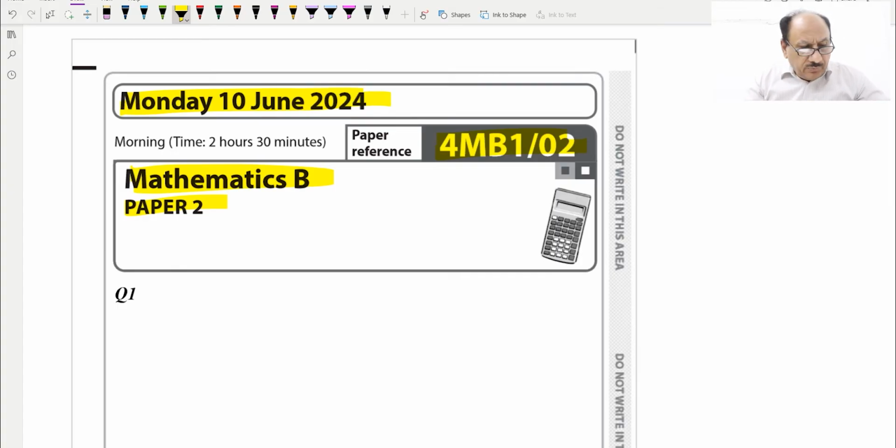I'm not showing the paper and I'll be just solving and explaining the solutions. You can refer to the past paper which is available on the net. And I'm not showing the paper due to copyright strikes.